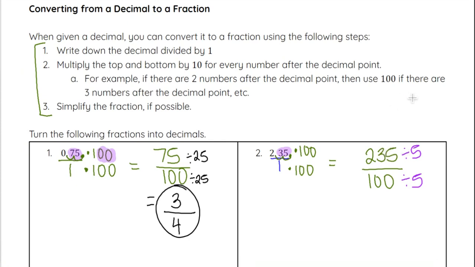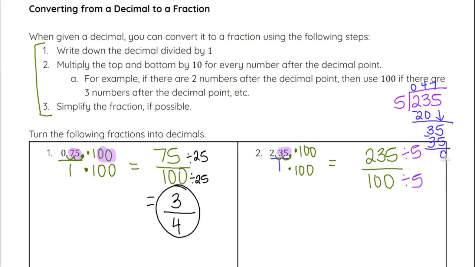So 235 divided by 5, if I don't know that in my head and I can't figure that out in my head, then I can write out my long division. So 235 divided by 5. 5 doesn't go into 2, but it does go into 23. It goes into 23 4 times. 4 times 5 is 20. Subtract and you get 3. Bring down the 5. 5 goes into 35 7 times. 7 times 5 is 35.